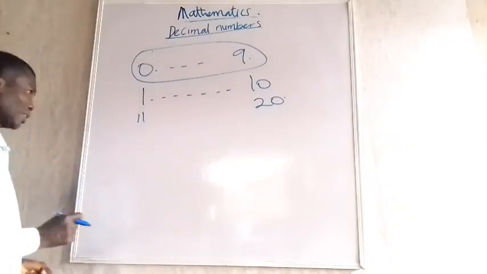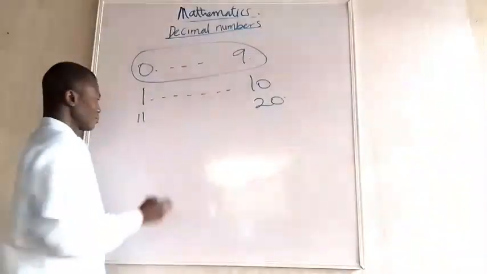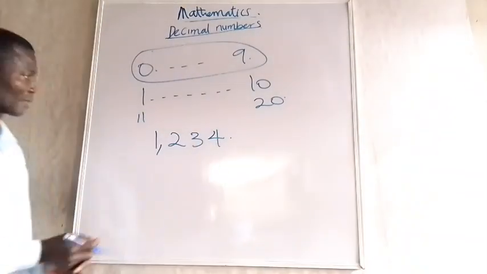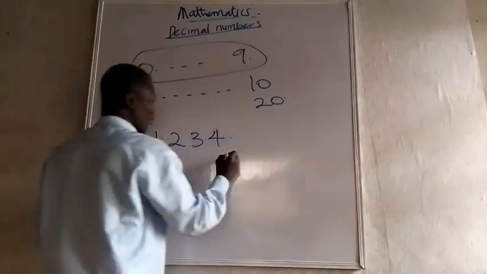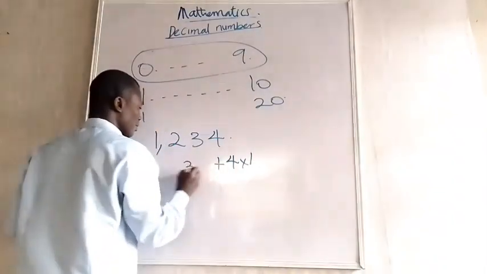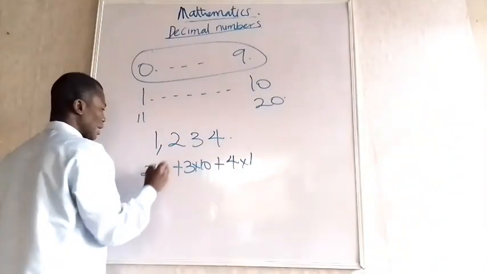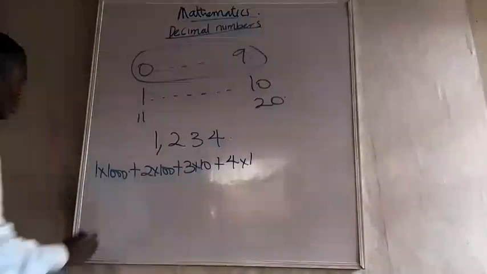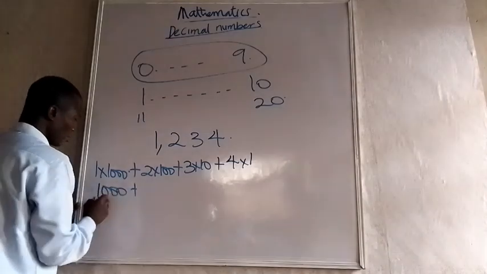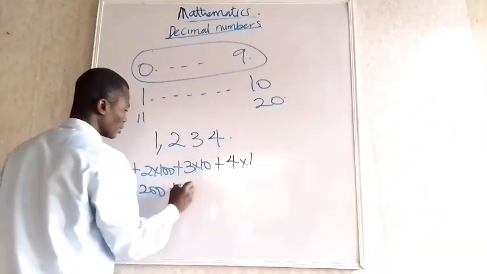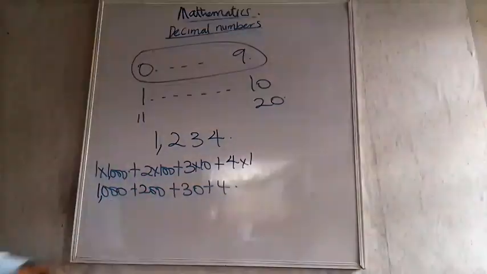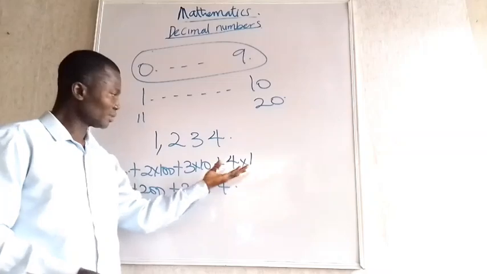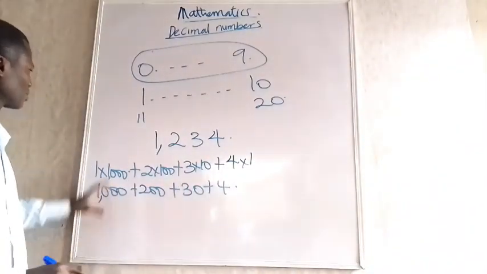Now, if you look at this, let me say I have 1,234. You know what this number is? It means 4 times 1 plus 3 times 10 plus 2 times 100 plus 1 times 1,000. You understand? So I'm going to have 1,000 plus 200 plus 30 plus 4. That is why we are having the number, whole numbers. Whole number. When you break it down, this is what it will give you.